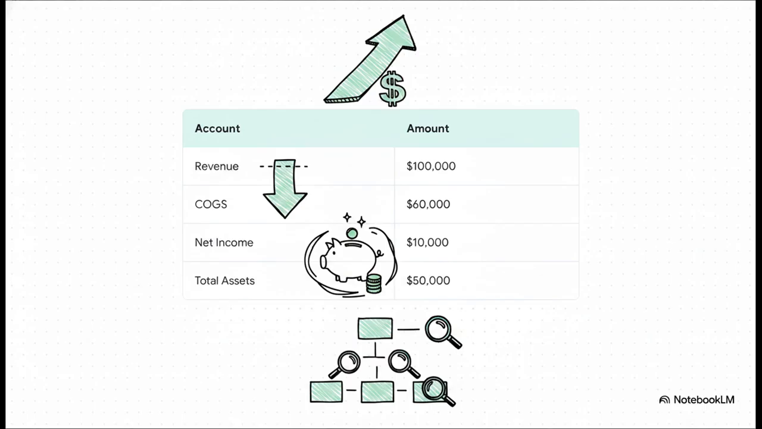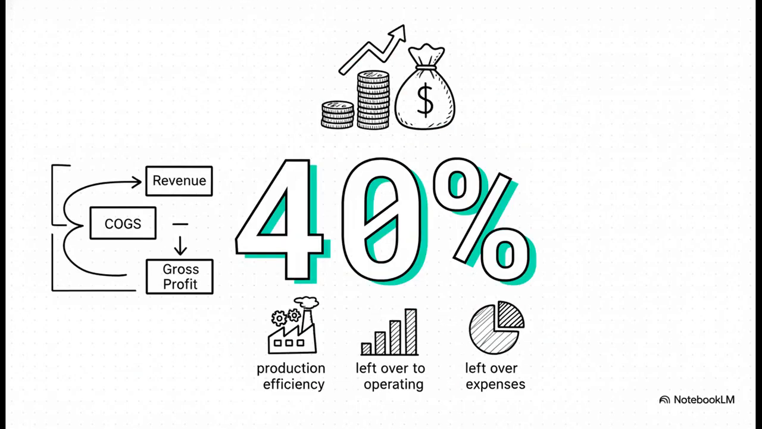Okay, let's make this real with a quick profitability example. Let's say we have a company with $100,000 in revenue, $60,000 in cost of goods sold, a bottom line net income of $10,000, and total assets of $50,000. Now, let's put on some of those glasses. So first, let's look at gross margin. We get this by taking revenue, subtracting the cost of goods sold, and dividing that all by revenue. So 100,000 minus 60,000 is 40,000. Divided by 100,000, that gives us 40%.